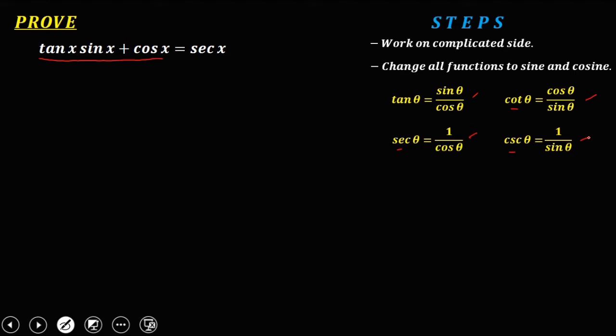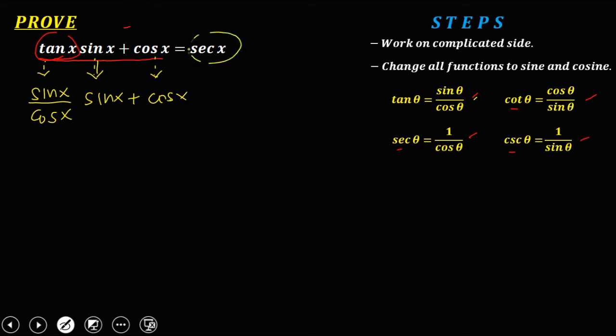Now, since we're going to work on this side and there is tangent, then change this tangent to sine over cosine. So therefore, this tangent is equal to sine x over cosine x. Then bring down the sine x. That's sine x plus, then bring down this cosine x. And take note, this is our goal, to make this equation equal to secant x. Then do the given mathematical operation.